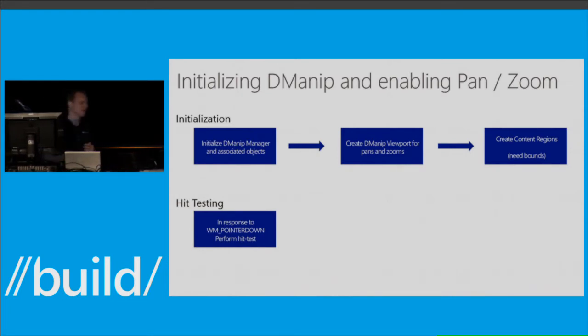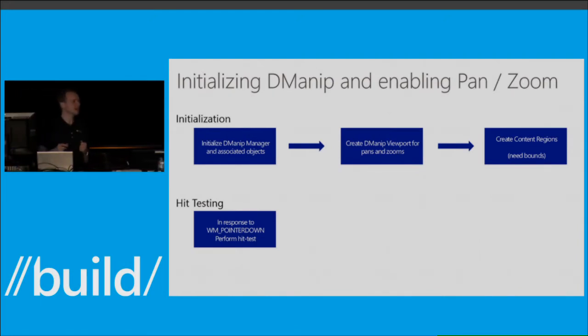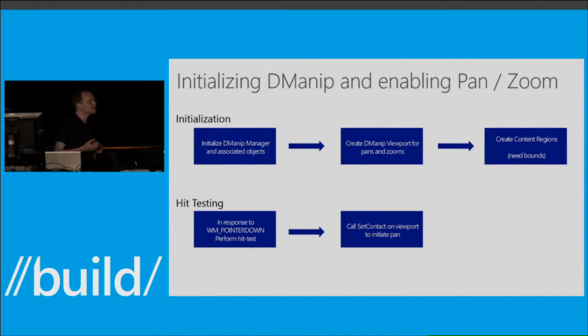Now, at runtime, what do we need to do? Well, hit testing. And what we wanted to do with direct manipulation, just in the same way as direct composition, is to make this incrementally adoptable. So if you've got existing hit testing logic in your application, we wanted you to be able to completely reuse that and make it work seamlessly. So you get to do the hit test. You get to determine, did the contact happen on the scrolling region? If yes, then you can tell direct manipulation, go ahead and do the scrolling. The way you do that is by calling a method called SetContact on the viewport.